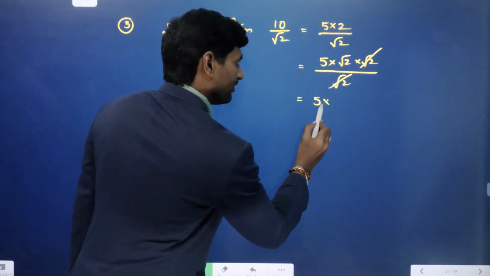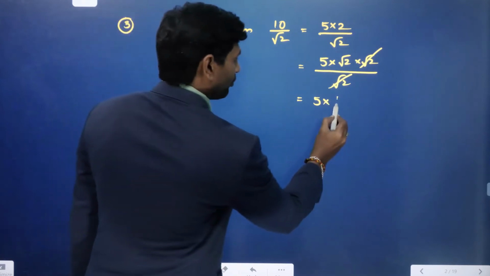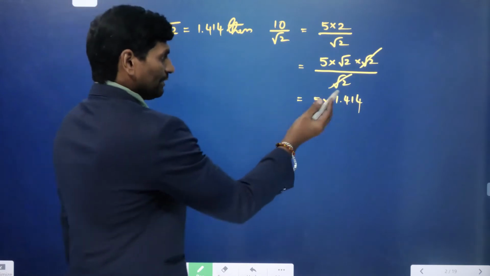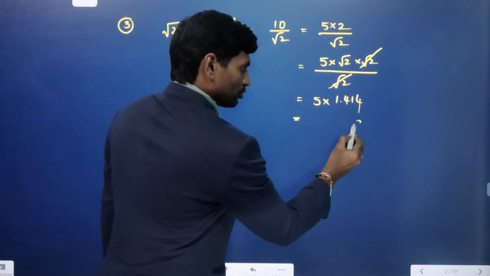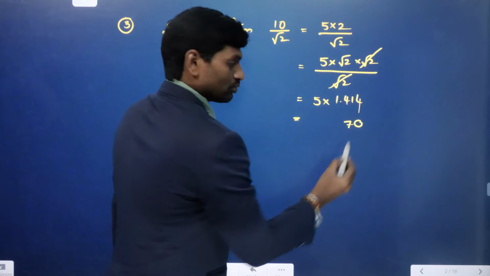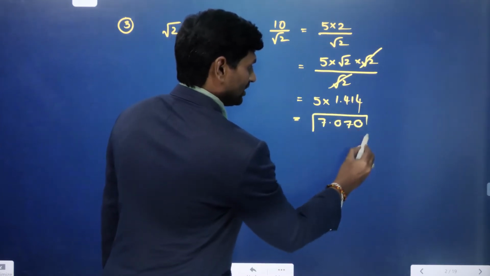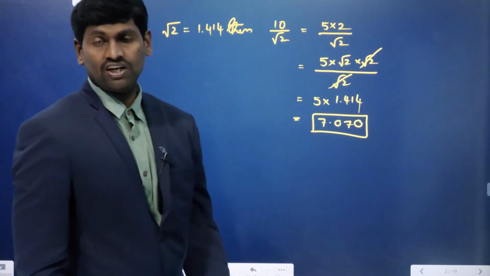That equals 5 into root 2. The value 1.414 is given, which is an approximate value, not an exact value. Now multiply with 5: 5 fours are 20, 5 ones are 5, plus 2 is 7, again 27. 7.070 is our required answer.